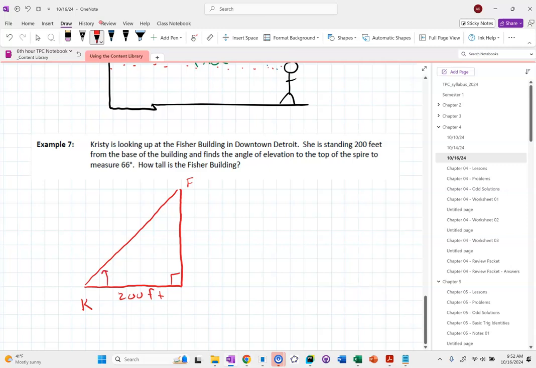So this would be our angle of elevation, right? And she says that's 66 degrees. And we want to know how tall the building is. So I'll call that H for height. Is everybody okay with how I've constructed my picture? Okay. To solve for H, what trig function should I be using?